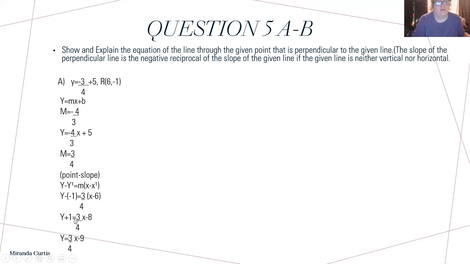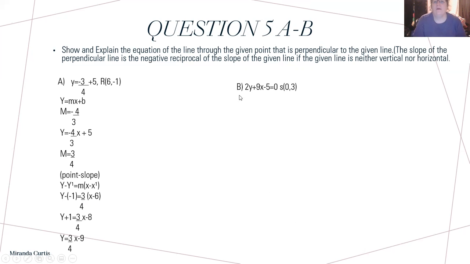Okay, then we're going to come down here, and what that gives us is y plus 1 equals 3/4 x minus 8, because we brought this over. And then to get y by itself, we're going to do minus 1 here and down here, which is going to give us 9. So our answer is y equals 3/4 x minus 9.